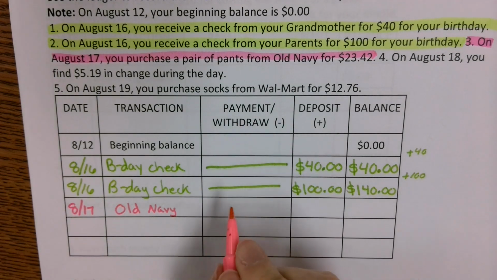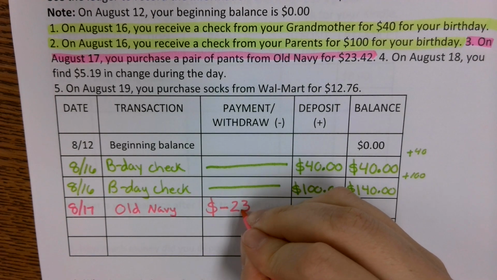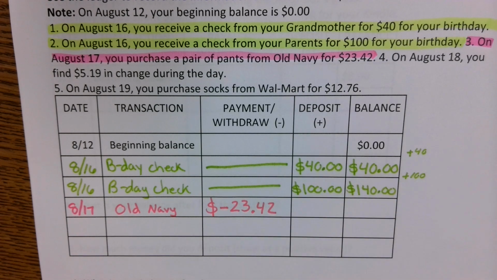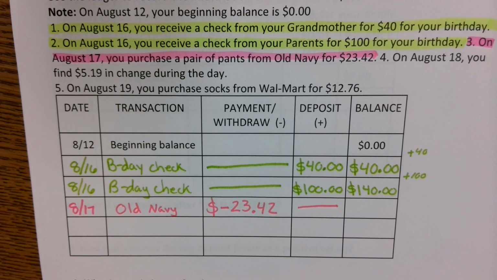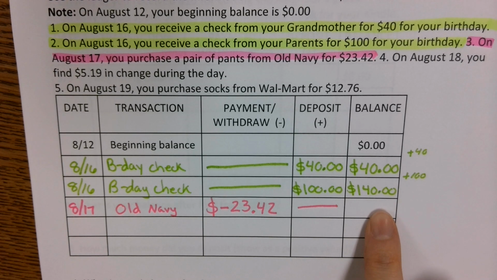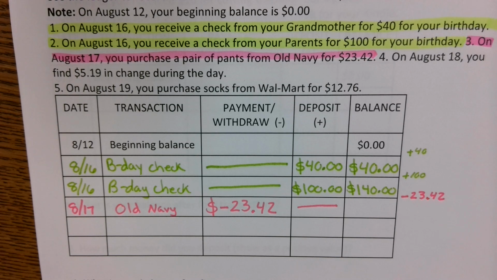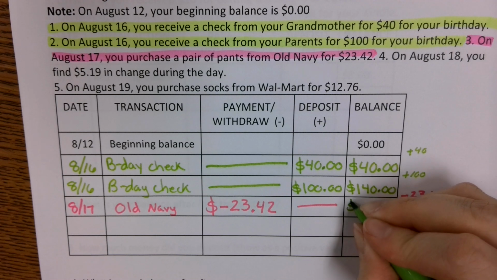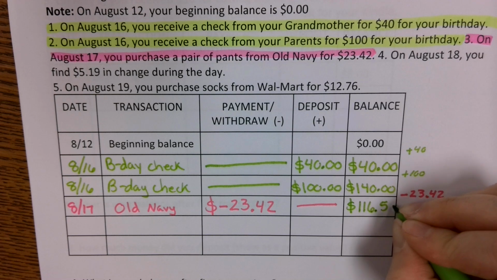Okay? So it was a withdrawal, which means that here is where we're going to place the amount of money. We're going to put down that we are spending negative $23.42. I do not put anything under the deposit. So is my balance going to get bigger or smaller now? Smaller. Because I'm now going to subtract $23.42 away from the 140. Now, I'm still going to end up with a positive amount of money in my account, so I'm going to leave that part in green. I now have $116.58.